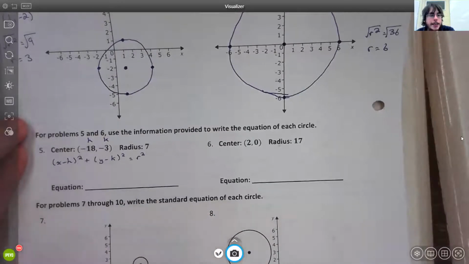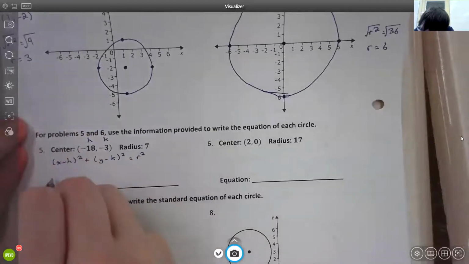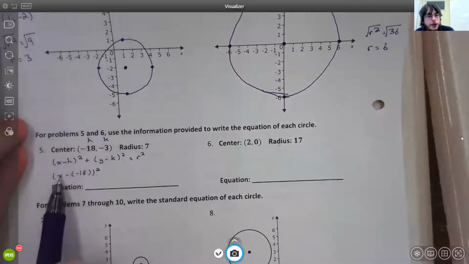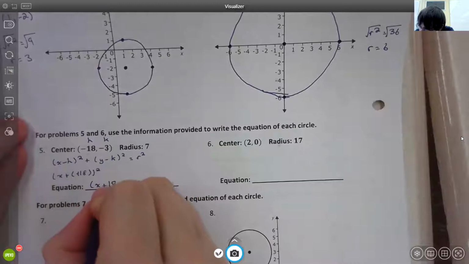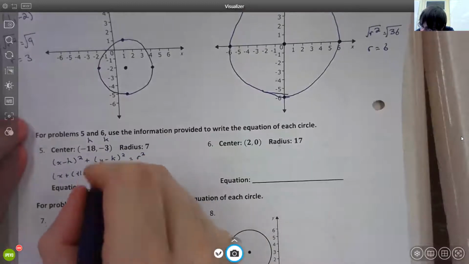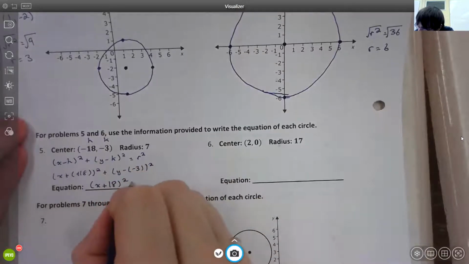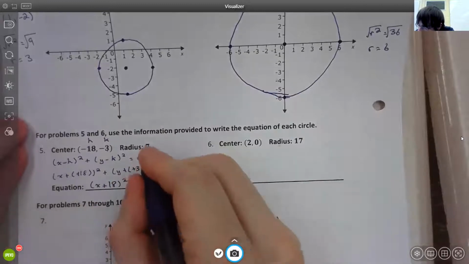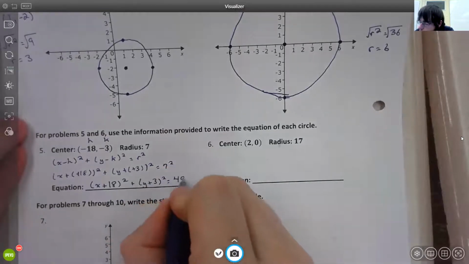So h in this case is -18. Well, if we do x minus -18, whenever you subtract a negative, the negative becomes a positive. So that becomes a positive. So your equation starts out here as (x + 18)². Then we do the same thing for the y. So we do (y - -3)², which ends up being (y + 3)². And then here we do r², which is 7², and that will be 49.